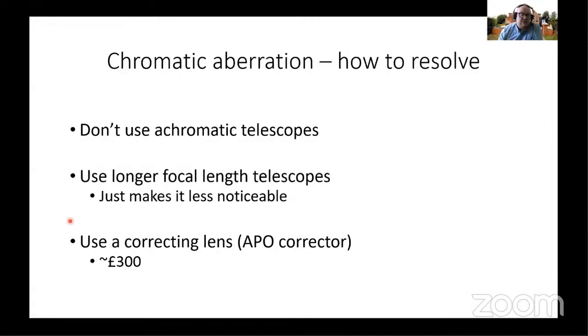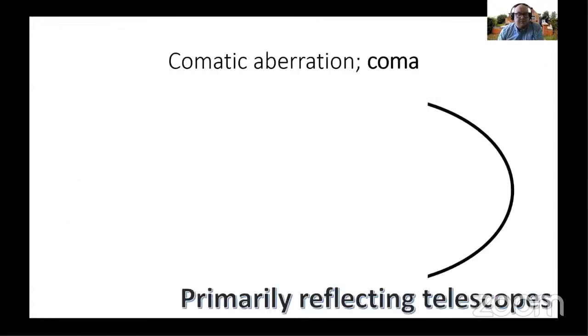You can buy additional optics. I haven't got a picture of one here. An apochromatic corrector, which will plug into the focus tube of the refractor and help to correct the bending of the light to make it appear nicer and more focused at the same point. So the next thing we're going to talk about is comatic aberration, or coma as it's more commonly called.